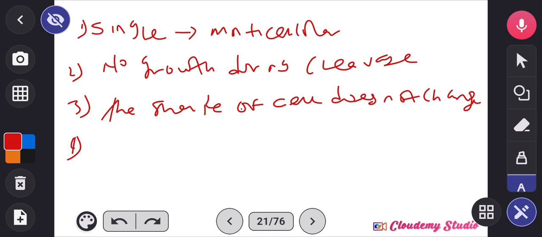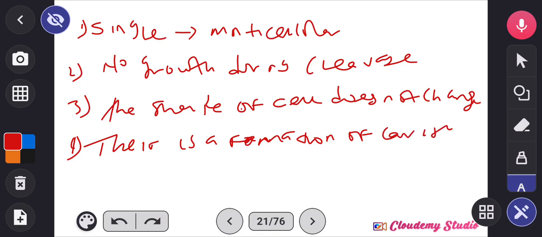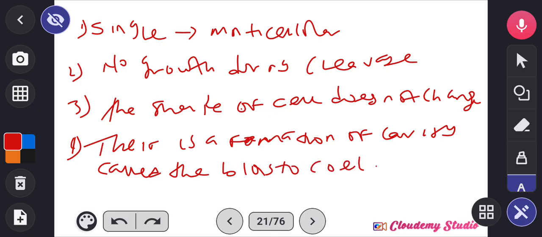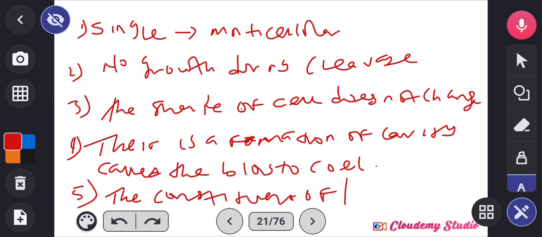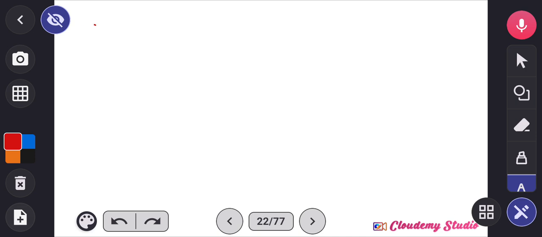And there is a formation of a cavity in the inner structure called the blastocoel. We are still going to talk about that. You understand? And the constituent of the cytoplasm is not displaced. They are not given off. You understand?